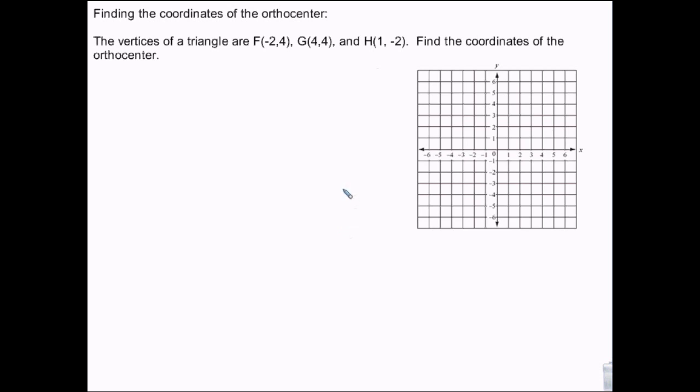Okay, so this is on page 13. No, it's not. I lied. This is not on page 13. I've got -2, 4. That's F. I've got 4, 4. That's G. And I've got 1, -2. That's H. This is not on your paper anywhere.